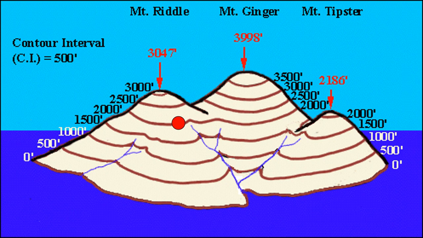And so we see how the different peaks have different elevations. Mount Riddle goes up to 3,047, Mount Ginger 3,998, and Mount Tipster 2,186. But we can also see how these are closed loops, and we can see how these are bending uphill with the flow of water.